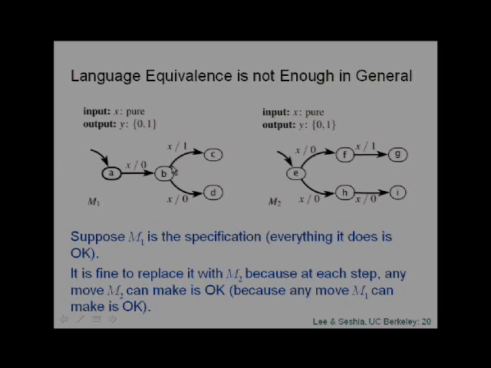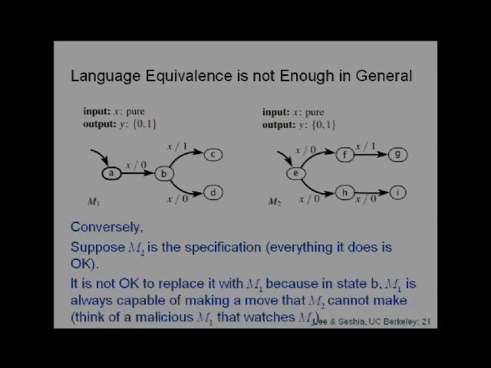Now the other way around, if instead you thought about replacing M2 by M1, then that may not be okay, because basically you should think about what non-determinism is. Non-determinism is a modeling technique. It's a way of constructing a model. So you could think that the environment of M1 and M2 is a scheduler which resolves the non-deterministic choices. It tells the machine how to move.